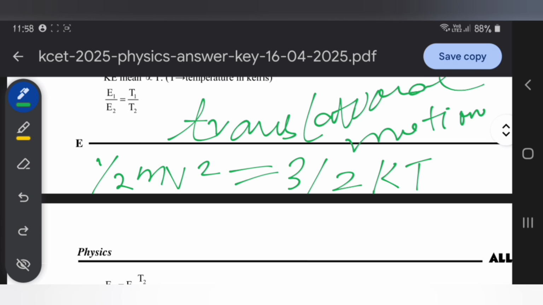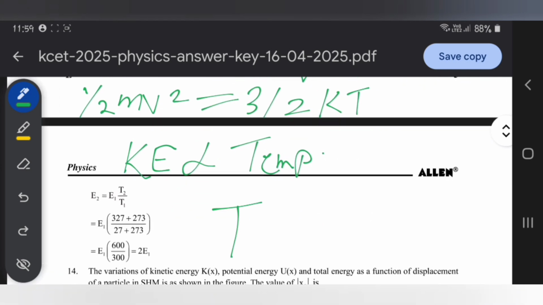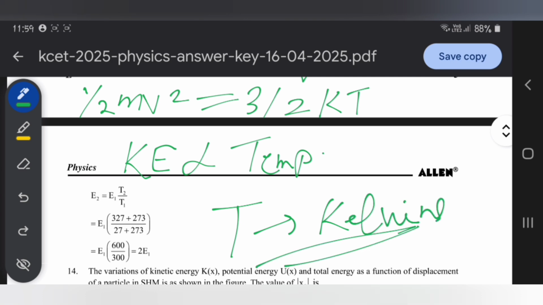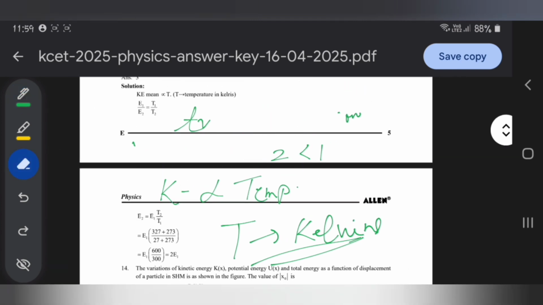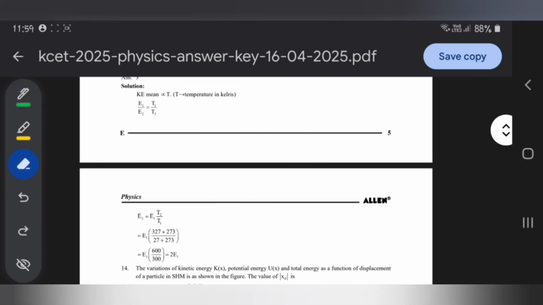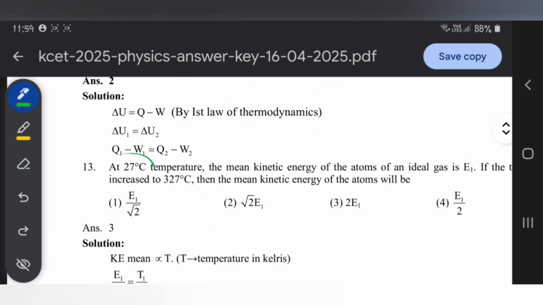Correct. So you've studied that the kinetic energy is directly proportional to the temperature, but this temperature should actually be in kelvins. Only then can you find out the relation. Remember this. In terms of translational motion, kinetic energy and temperature are directly proportional, but temperature should be in Kelvin. But here they have given it in 27 degrees Celsius and 327 degrees Celsius. You know how to convert from degrees Celsius to Kelvin, right?